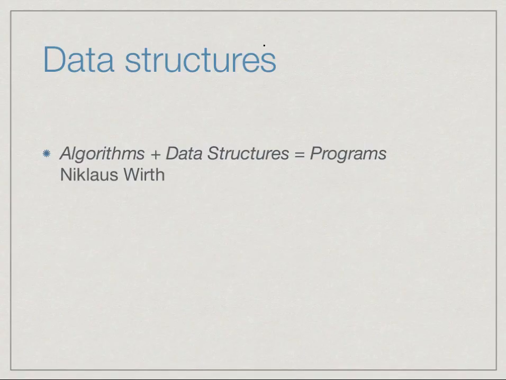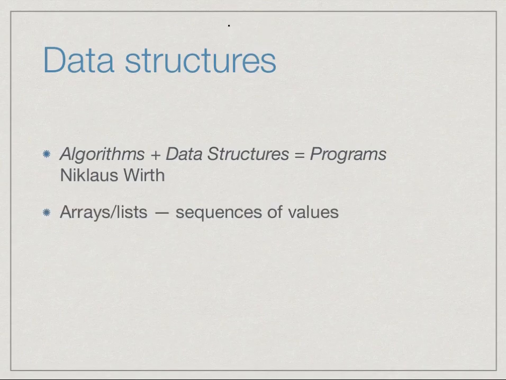So in the 1970s, Niklaus Wirth, the inventor of the programming language Pascal, wrote a very influential book called Algorithms plus Data Structures equals Programs. So the title emphasizes the importance of both algorithms and data structures as components of effective programs. So far we have seen algorithms in some detail. So now let's take a closer look at some specialized data structures.